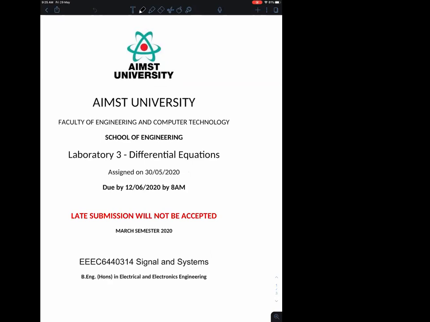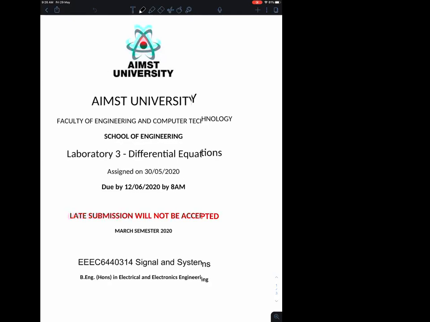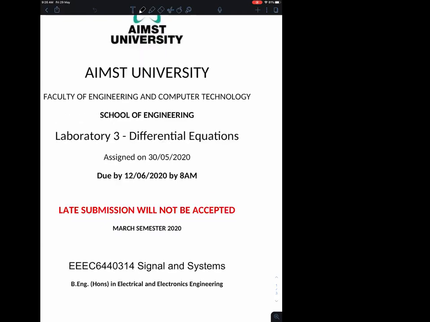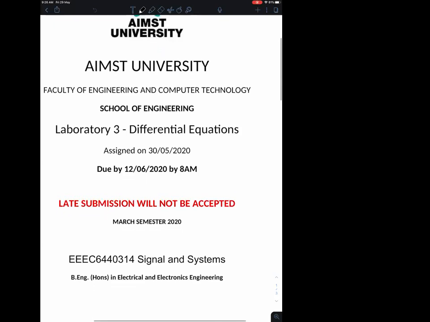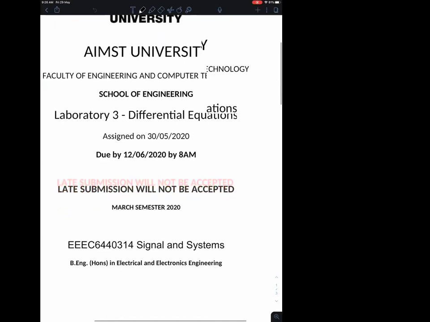Those who have taken control systems should be able to do this easily. If you haven't done control systems also, no problem. You can just go and check the internet, just Google how to solve differential equations in MATLAB or Simulink. There are a lot of people doing this. You just do it and you'll be done in about 10 minutes once you find how to do it. So this is the lab, very short lab, that's all.